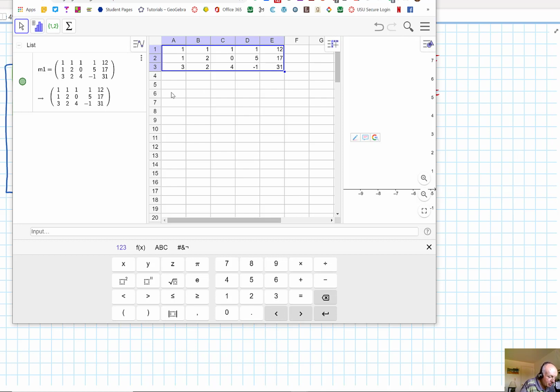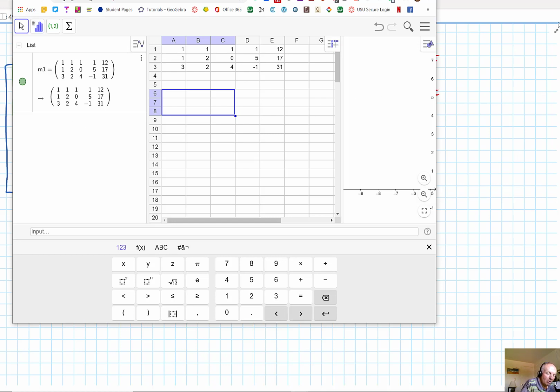And you could do another matrix right on this same spreadsheet right there, and just as long as you highlight just the entries of that matrix and create it, it's no problem. We're just using this spreadsheet to kind of lay the numbers out, and then we highlight and create our matrices from it, and it would create a matrix M2.